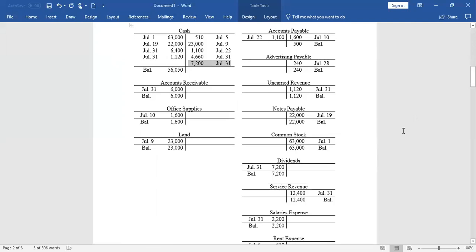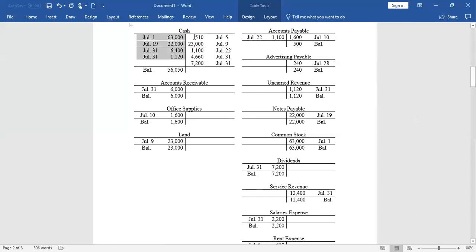Okay, so to review how we find a balance in an account, first we're going to start with the cash T account. Let's add up all those amounts in the debit column. 63,000 plus 22,000 plus 6,400 plus 1,120. And we get 92,520.